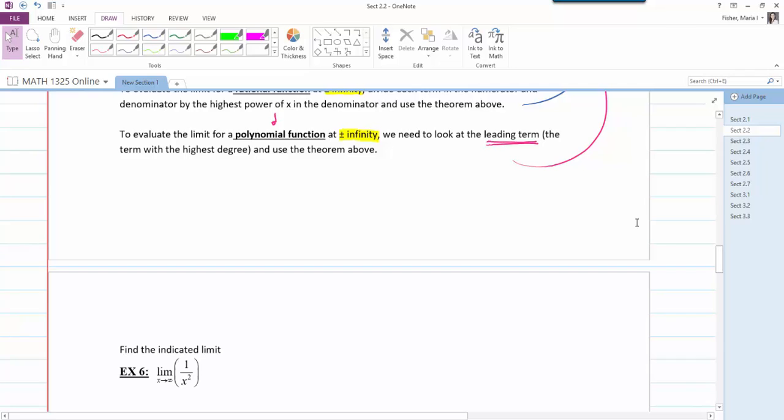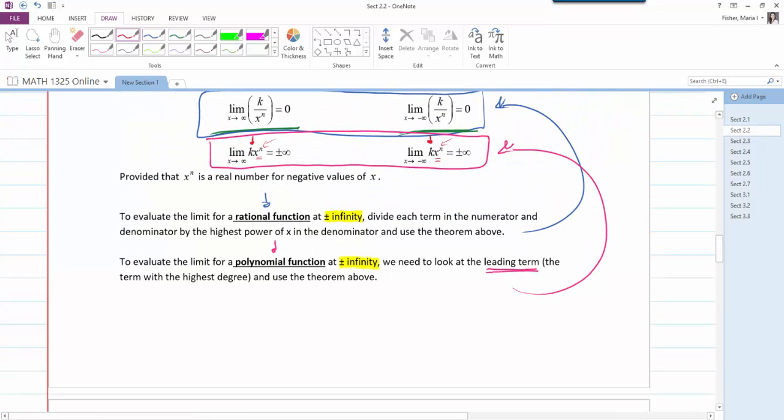Find the indicated limit. We have the limit as x approaches infinity of 1 over x squared. Well, this guy is our rational function, right? How do I know it's a rational function? Because it's a fraction. So what we need to do in this case is divide each term in the numerator and the denominator by the highest power of x and use the theorem above. We don't really have to do it for this one because it's already in the right format to use this theorem.